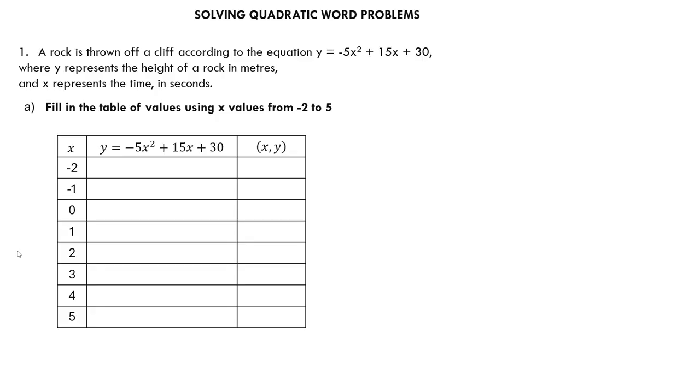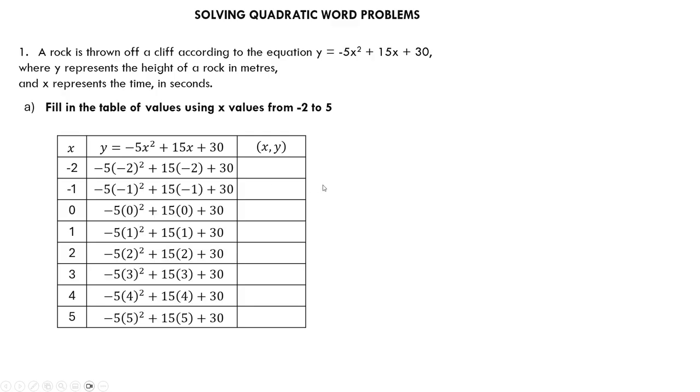So for today's homework solutions, our first question: a rock is thrown off a cliff according to the equation y equals negative 5x squared plus 15x plus 30, where y represents the height of the rock in meters and x represents the time in seconds. So we're asked to use the values from -2 to 5, so we'll simply plug these values into this equation to give us a series of y values, and then we can fill in our xy coordinates.